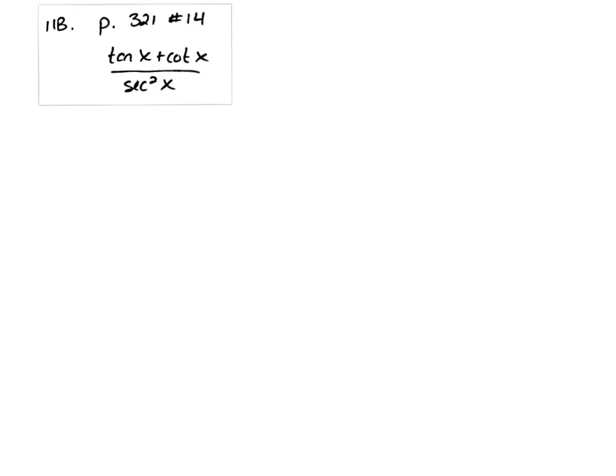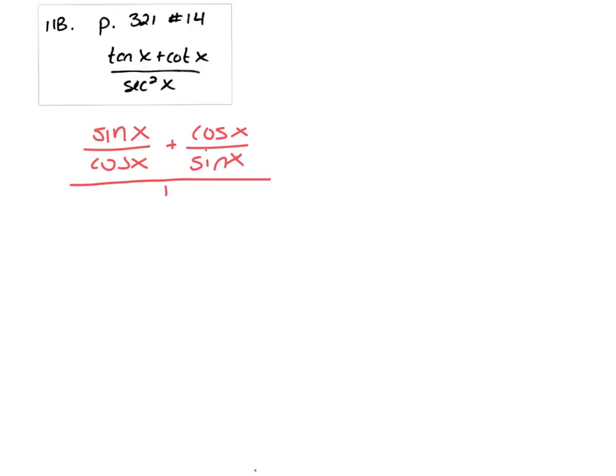So the first strategy I'm going to use is I'm going to rewrite these all in terms of sines and cosines. So tangent of x, I'm going to rewrite that as sine of x over cosine of x. Cotangent I'm going to rewrite as cosine of x over sine of x. And I'm going to have a complex fraction here because I'm going to rewrite secant squared of x as 1 divided by cosine squared of x.